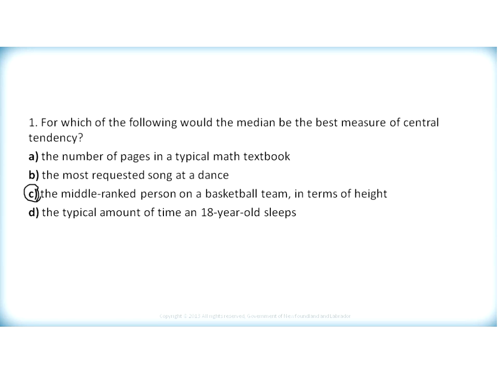If you're looking at the number of pages in a typical math book, you're actually looking for larger numbers, and we're looking for the end number, so it wouldn't be the middle. The most requested song at a dance, again, that's the most common occurring event, so that would probably be the mode. And the typical amount of time an 18-year-old sleeps, that would probably be an average, a mean. So the median would be best determined by the middle-ranked person on a basketball team.